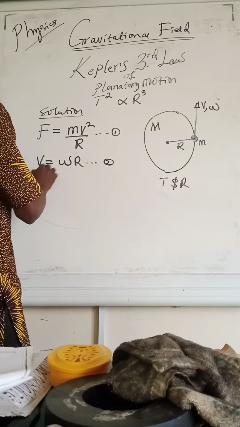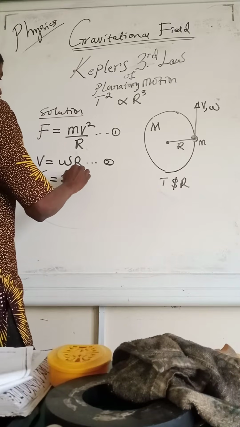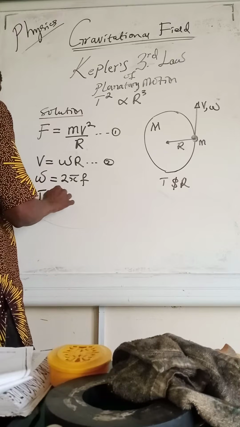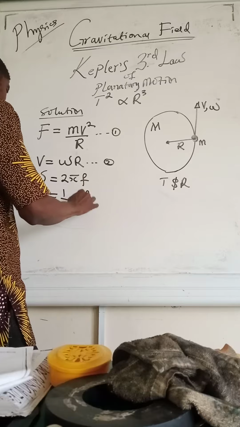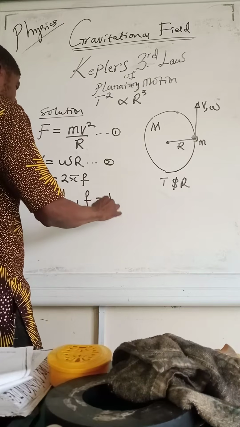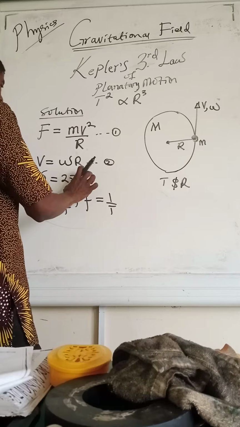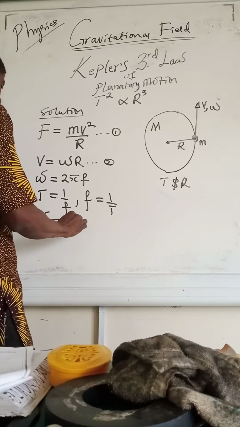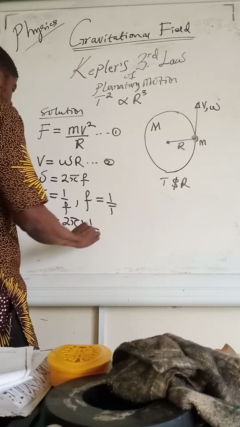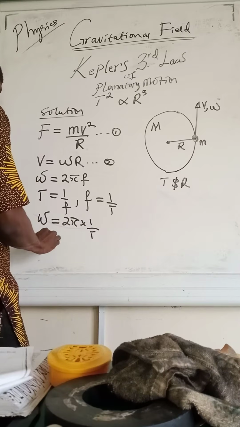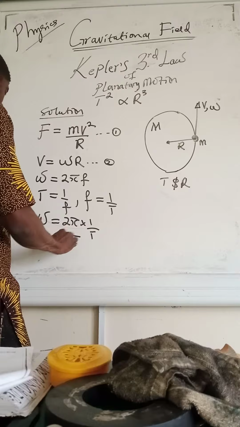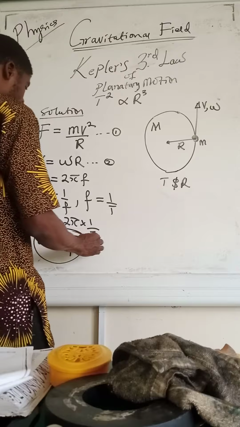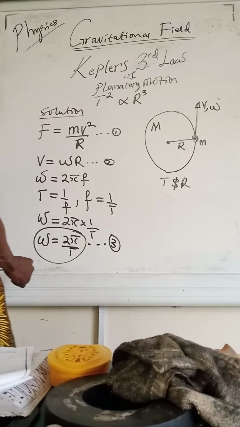Recall that your omega is given as 2 pi f. And that T is equal to 1 over f, and f is equal to 1 over T. So this particular omega can be written as omega is equal to 2 pi times 1 all over T, meaning your omega is equal to 2 pi over T. So we can call this equation number 3.